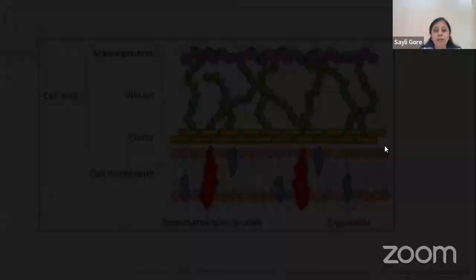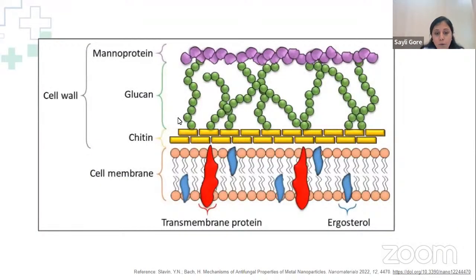So this is how a cell wall is organized. You can see the mannoproteins, glucans, and chitins, but this is a cell membrane where you can see the membranous proteins and ergosterol, which are embedded in this bilayer of lipids, and they are very distinct in their organization.